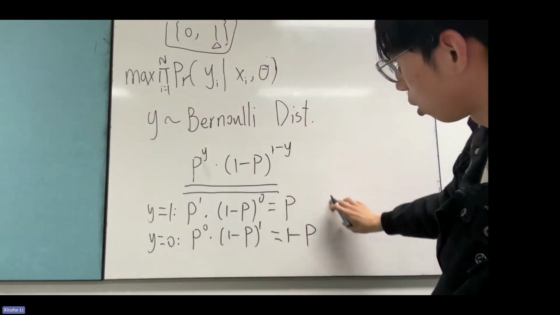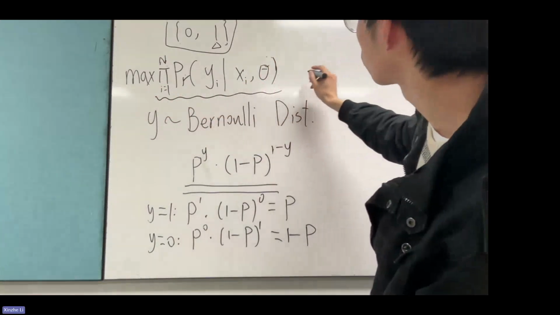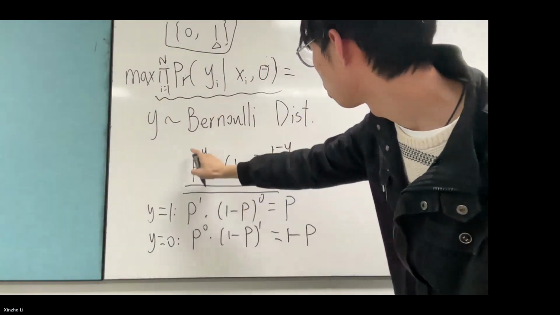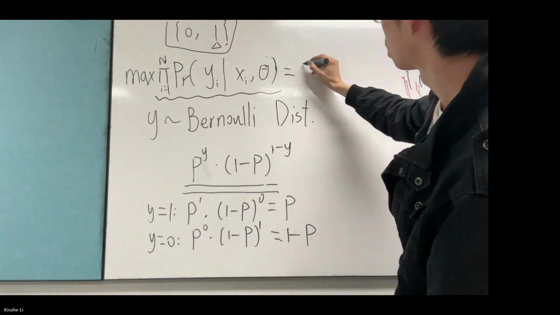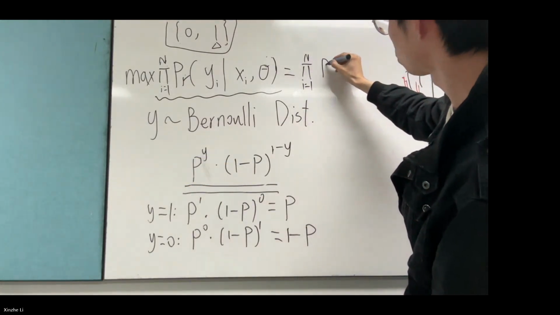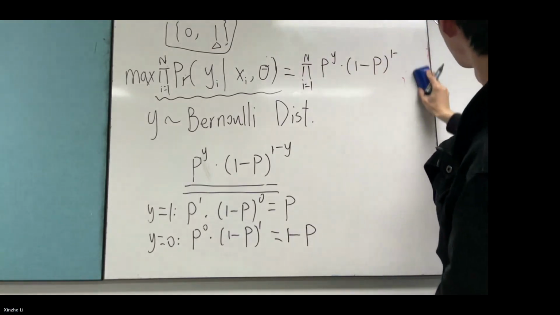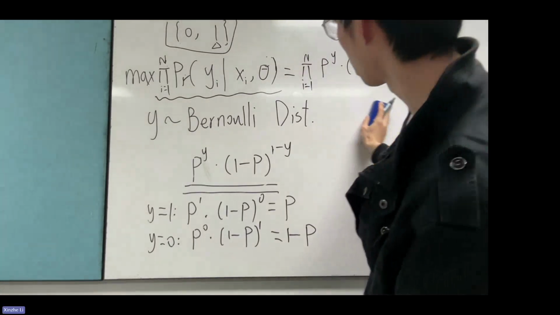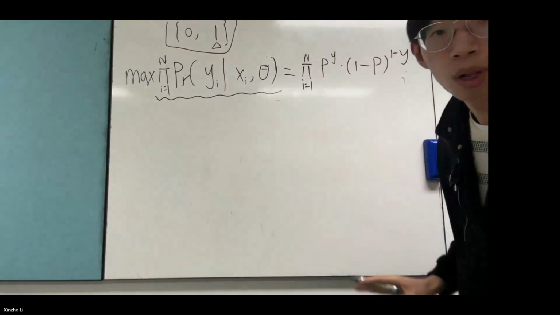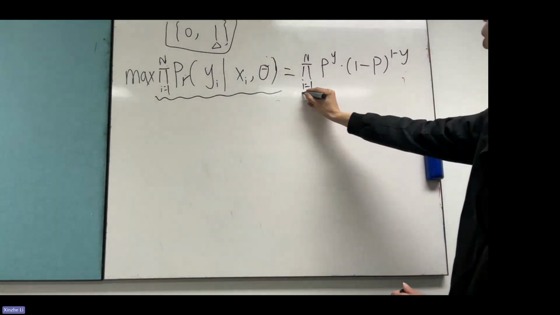Okay, so now we have this. Now we can get the likelihood function, okay? What's the likelihood function now? It becomes the product of p^y (1-p)^(1-y). Okay, so let me erase. Let's have a look at this. So we need to solve this.